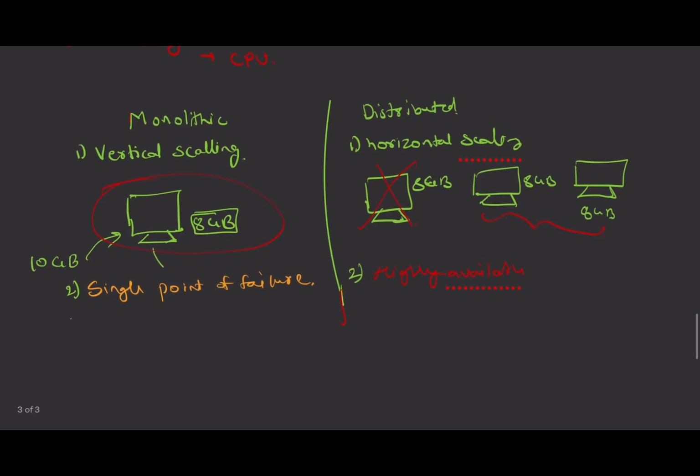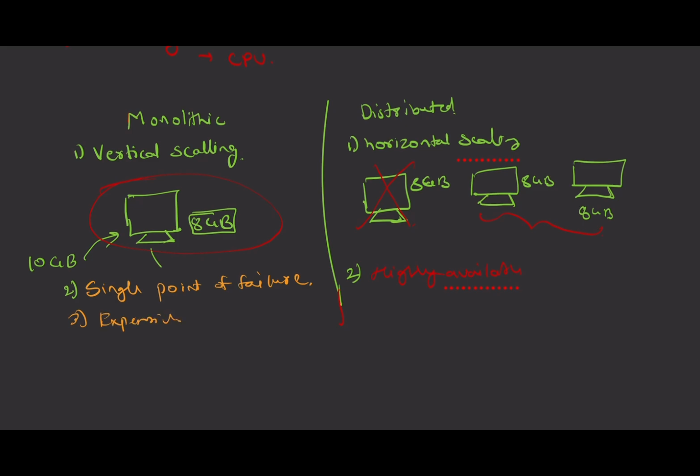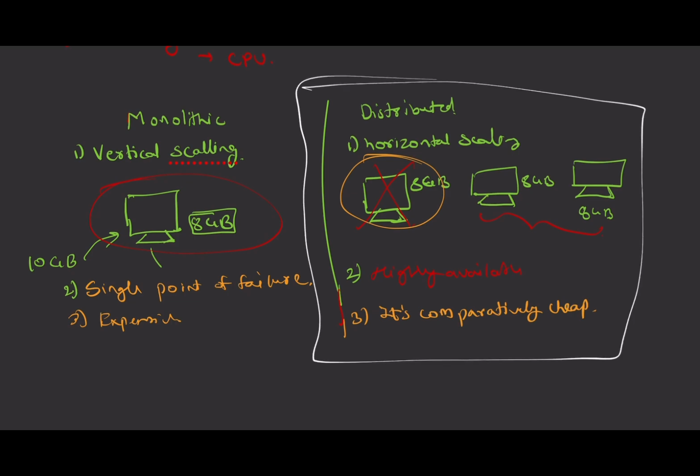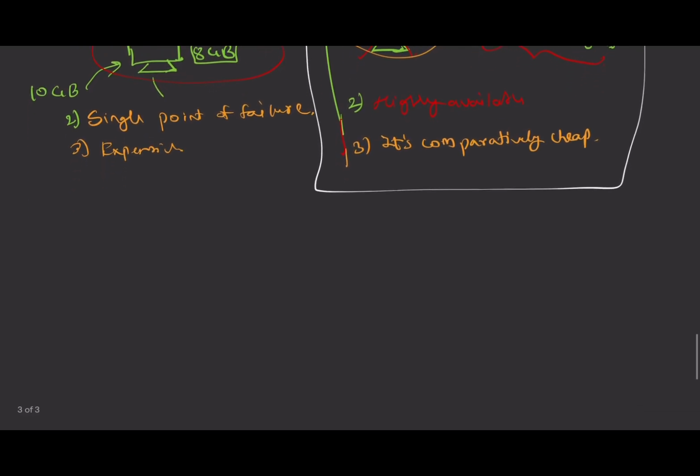The monolithic architecture is very expensive, as we keep buying new and new hardware and we are not using the old hardware. But in distributed, since we are buying only the same capacity, it is not that expensive. We are not throwing away the older 8 GB which we had. We are still using it continuously. So due to this, it is comparatively cheap. Hence, we use distributed architecture much more in today's world. Hence the distributed approach.